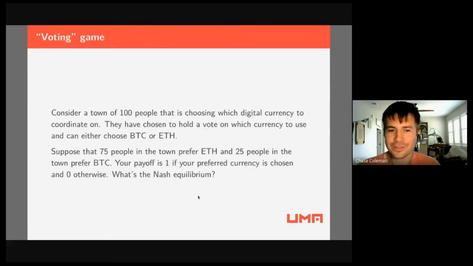So let's talk through another game, and I've modified it for our excellent crypto audience. Typically they do some kind of political voting, but this is way more interesting. Imagine you have a town of 100 people, and they have to coordinate on which digital currency they're going to use in their town. They can either use Bitcoin or ETH. Let's say that 75 people in the town prefer ETH and 25 people prefer Bitcoin. Your payoff is 1 if your preferred currency is chosen and 0 otherwise. What's the Nash equilibrium? Does someone want to take a guess?